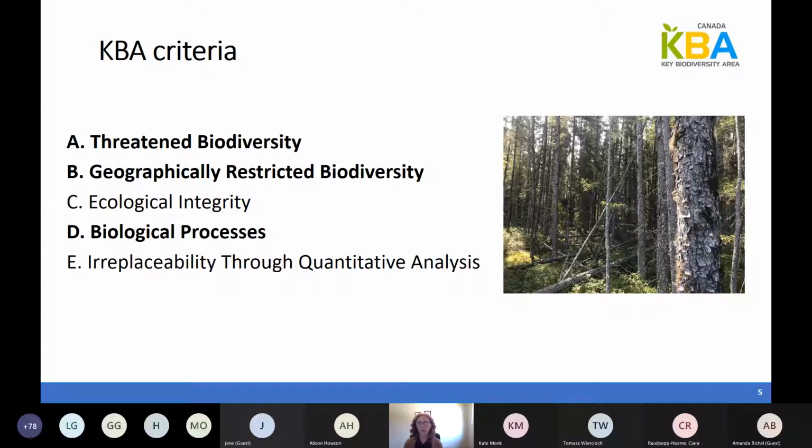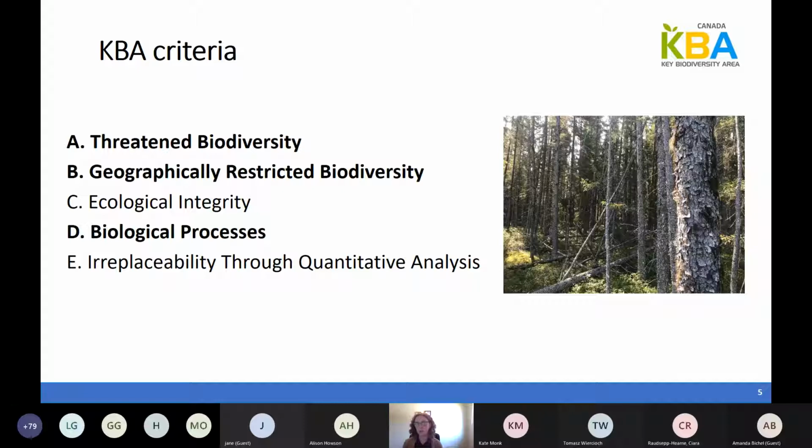So there are 5 broad KBA criteria that we work with, and these are the same ones that are used around the globe and across the country. So KBAs can be designated for areas that have threatened biodiversity, geographically restricted biodiversity, have high ecological integrity, have important biological processes that occur within them, and areas that are irreplaceable as deemed through specific quantitative analysis.